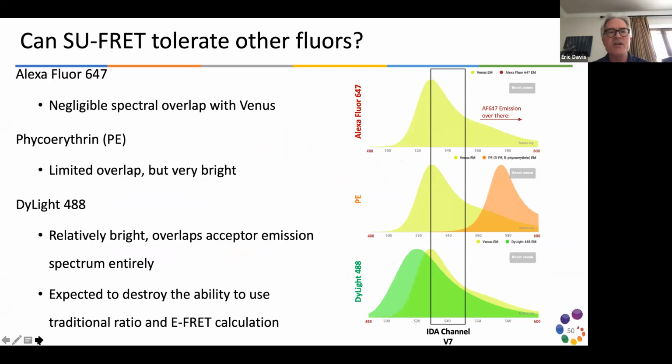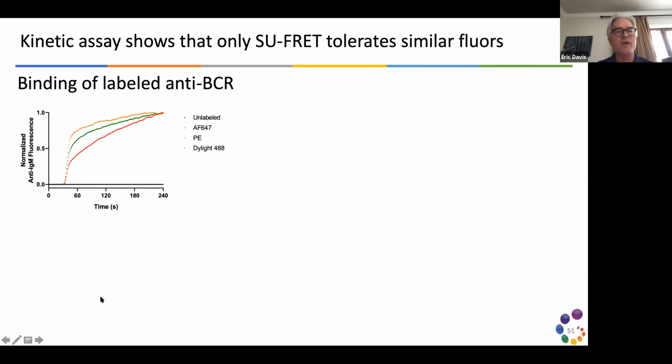So then it's an important question. Alexa Fluor 647 is so different from the donor and the acceptor, it's not really perhaps a fair choice. Could we use other fluors that overlap more with the emission from the acceptor, which is where the FRET channel lives? And here's PE and then DyLight 488. So we took cells with the reporter and hit them in a kinetic assay with the antibody, either unlabeled or with these 3 different fluors. And you can see versus time, all the cells get very strongly labeled.